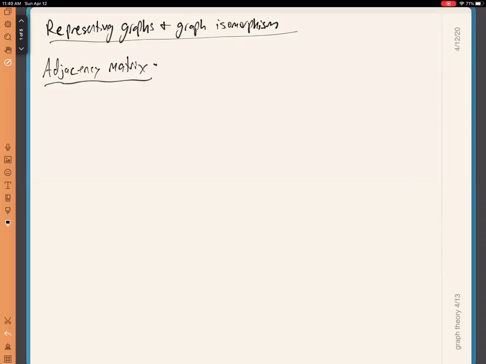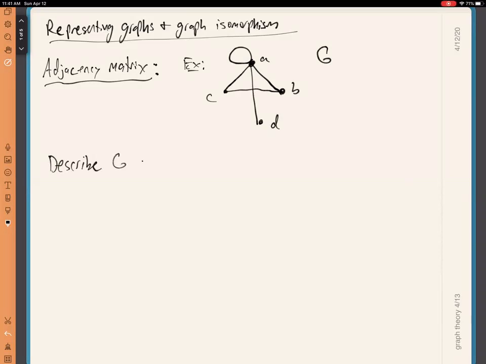And so how are we going to use a matrix to describe a graph? So maybe let me just draw a particular example quickly. Let's say we have this graph that has 4 vertices. And I'll have these edges. So this is my graph G. And what we're going to do is describe G using a matrix that contains only ones and zeros.